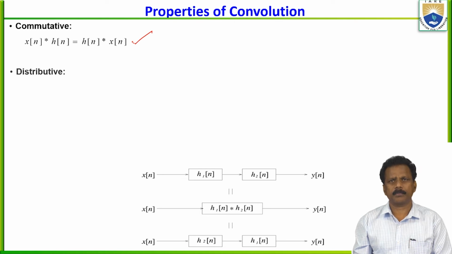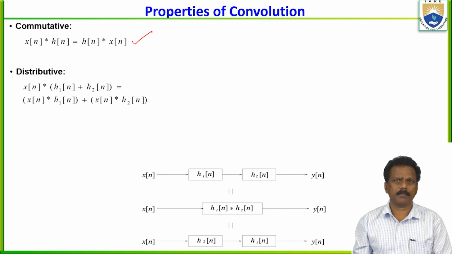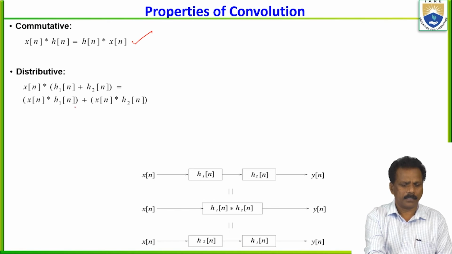Next one, the distributive property. The distributive property is where x of n convolved with h1 of n plus h2 of n is also equal to x of n convolved with h1 of n plus x of n convolved with h2 of n.